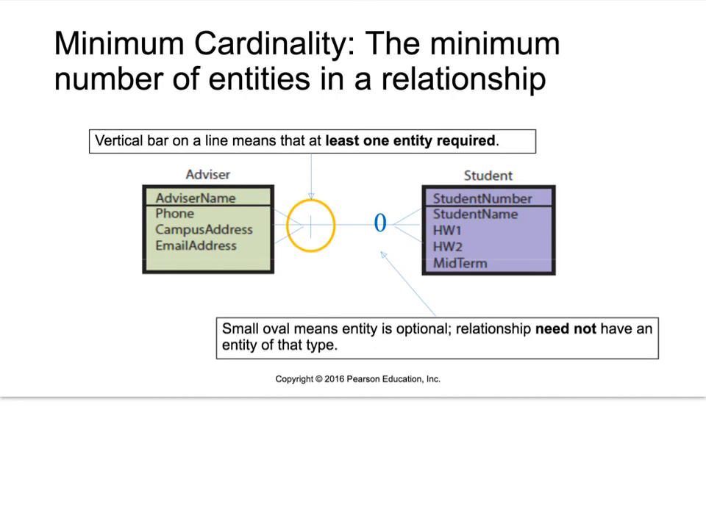To represent that we want at least one advisor in the relationship, you place a vertical bar on the line that's nearest to the advisor entity. To represent that you need not have any students in the advisor-student relationship, you place an oval near the student entity.